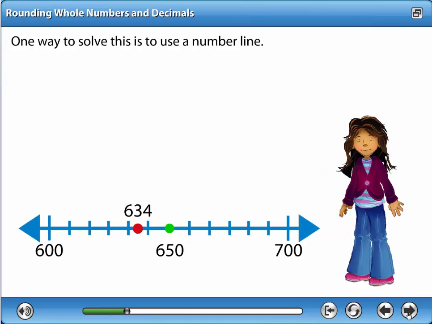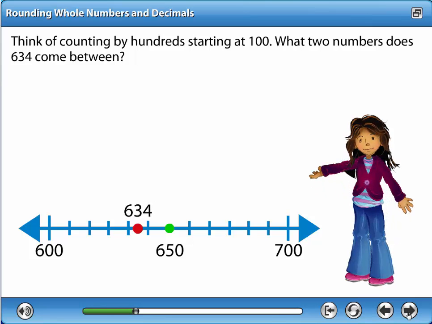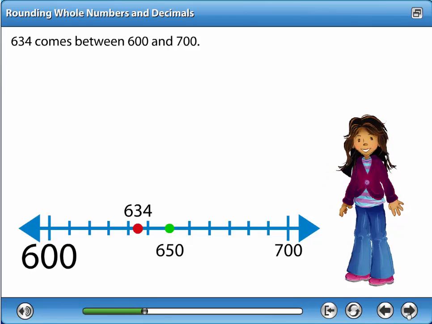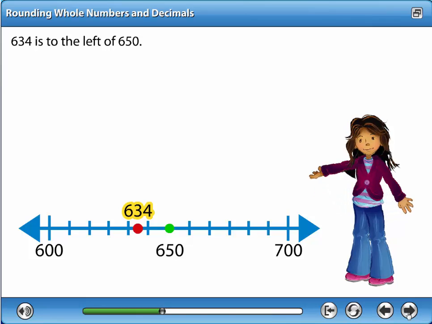One way to solve this is to use a number line. Think of counting by hundreds starting at 100. What two numbers does 634 come between? 634 comes between 600 and 700. Is 634 to the right or to the left of 650? 634 is to the left of 650.